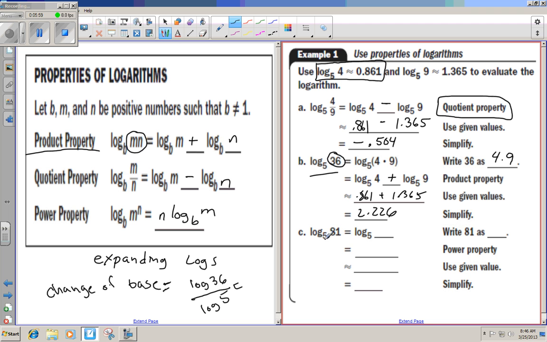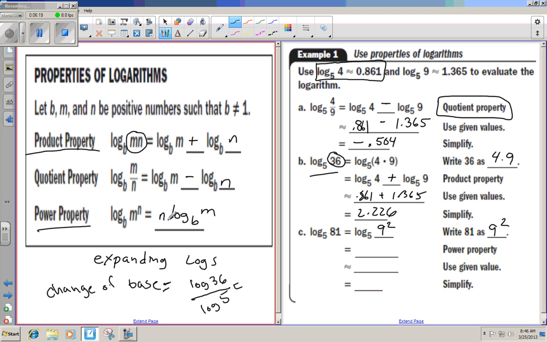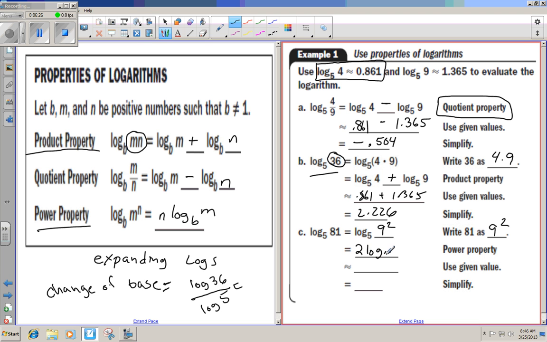All right, log base 5 of 81 is equal to, all right, it's telling you that we need to rewrite 81, and you're going to rewrite it as 9 squared. And hopefully you see that this is the power property. So the power property says to put the exponent in front of the logarithm. So really, using the given values, you're doing 2 times 1.365.